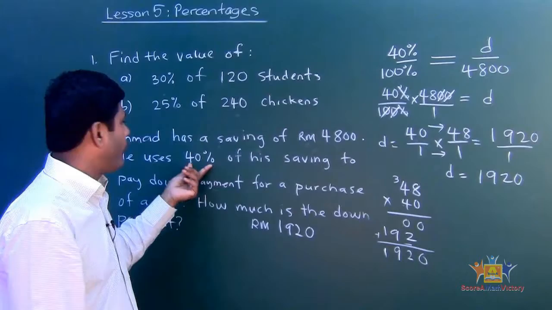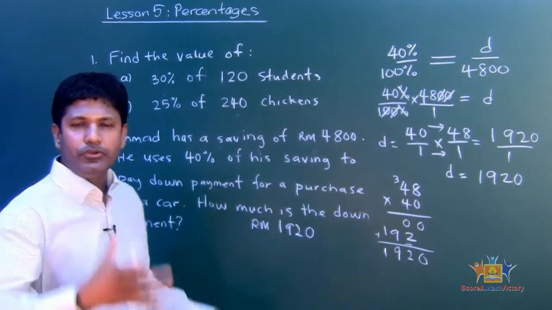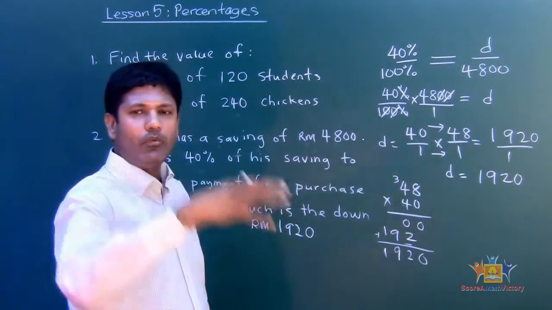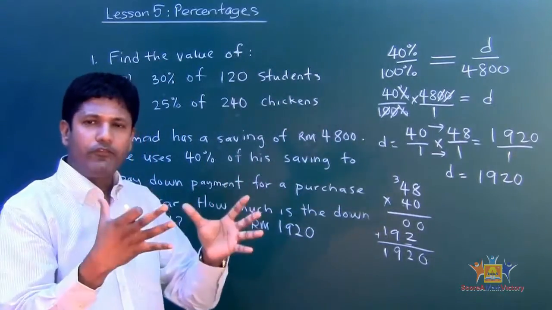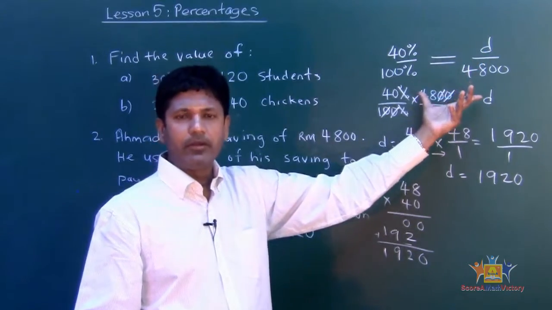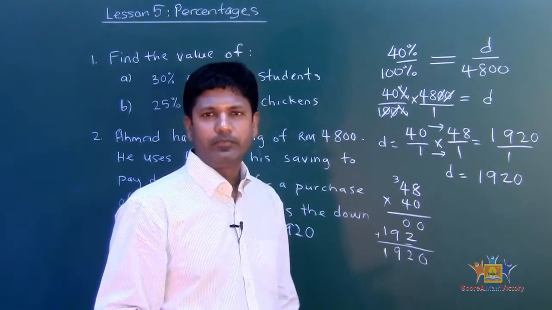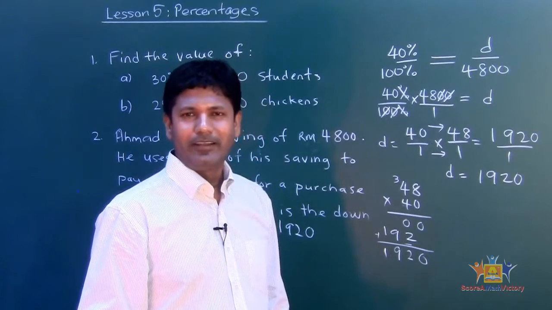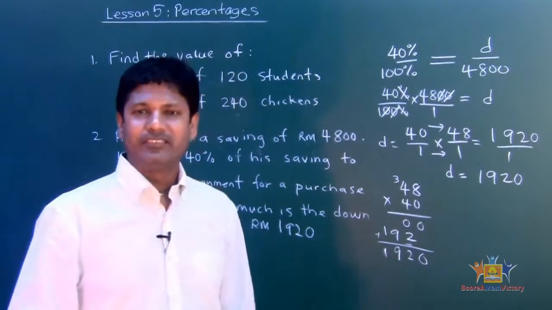And what are you looking for? 40%. And you're looking for the number that represents the 40%. The one you're looking for, the unknown, always remember to keep it as a numerator. Don't keep it as a denominator, alright? Keep it as a numerator. Okay? Good. Alright. Well, let's go to the second scenario.